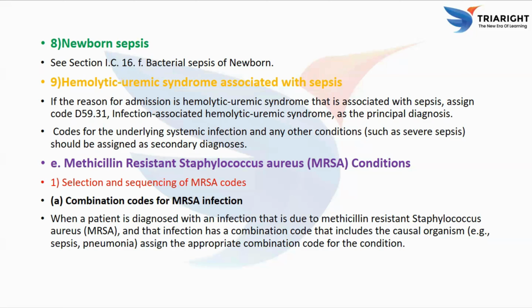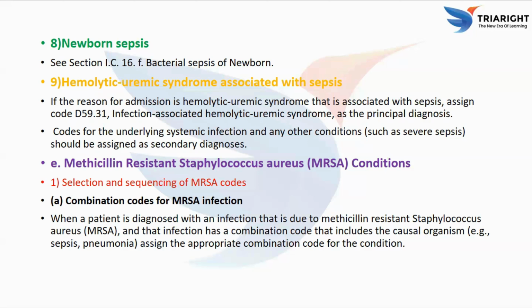If the patient is admitted for HUS, which is caused by infection, then you have to assign the code D59.31, the infection-associated hemolytic uremic syndrome, which is coded as the principal diagnosis. So other codes are the underlying systemic infection, for example sepsis A41, or organ dysfunction if severe sepsis is present.